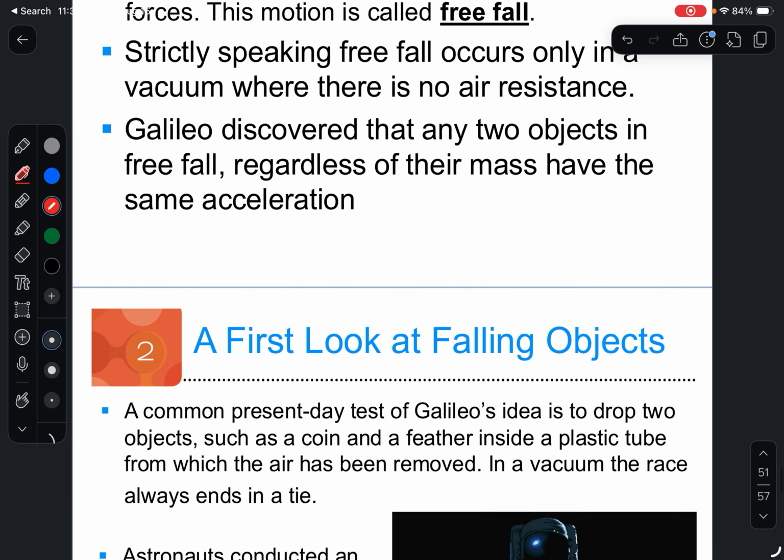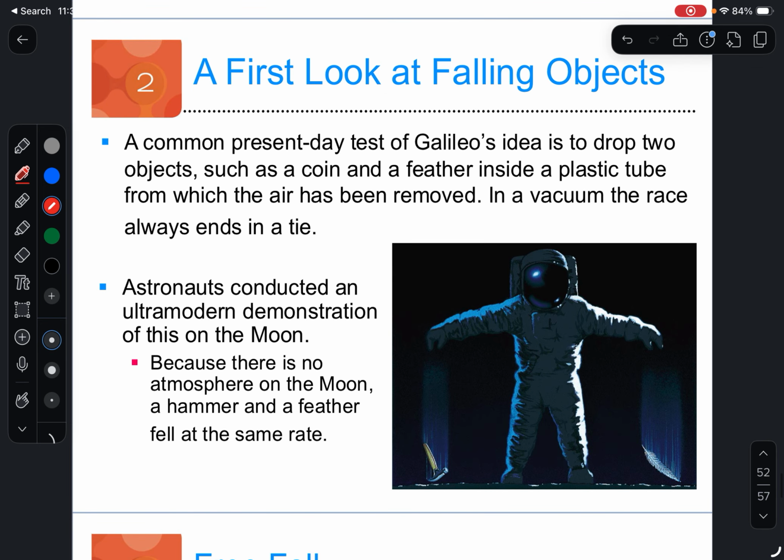So our common example is to drop two objects. A prime example is a coin and a feather, and you're dropping them inside a plastic tube where all the air has been removed. So you have a vacuum. In that vacuum, they're both going to fall at the same rate. Astronauts conducted that same experiment on the moon because there's no atmosphere on the moon. On the moon, they dropped a hammer and a feather, and they fell at the same rate.